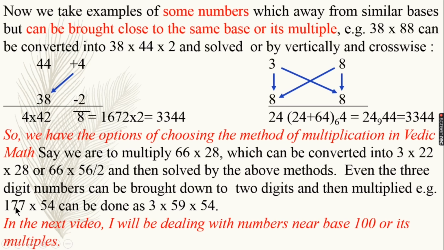Then even a number well above 100, say for example 177, is to be multiplied with 54. Then 177 can be brought to 3 into 59. So 59 and 54 can be multiplied by the above methods, and then they are to be further multiplied with 3. This way you can have multiplication using the above methods. I hope you must have understood these multiplications of numbers.